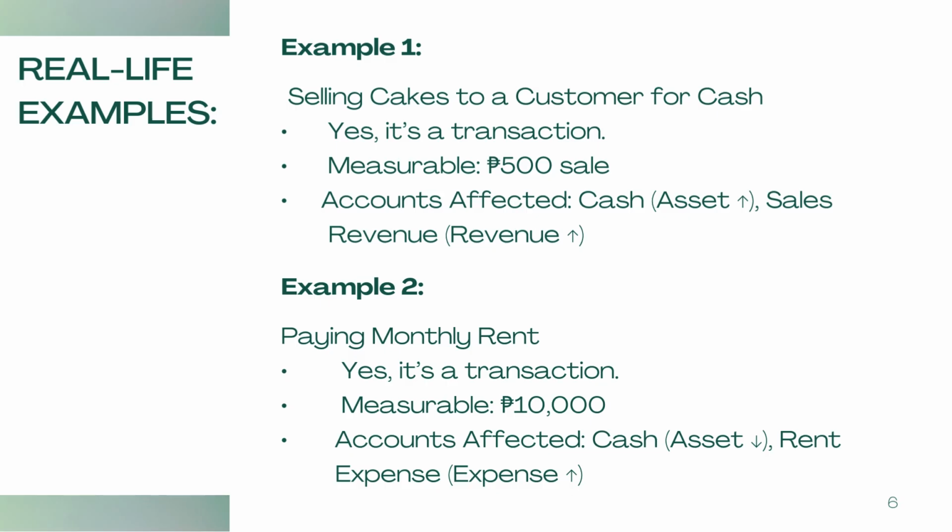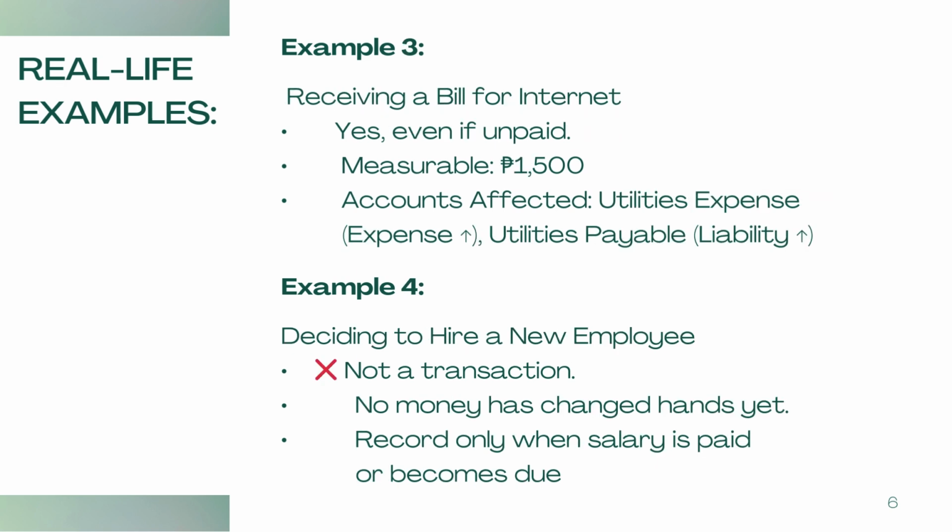Real-life examples. Example 1. Selling cakes to a customer for cash. Yes, it's a transaction. It's measurable. 500 pesos. It affects cash and sales revenue, both increase. Example 2. Paying monthly rent. Yes, it's a transaction. It's measurable. 10,000. It affects cash, it goes down, and rent expense, it goes up.